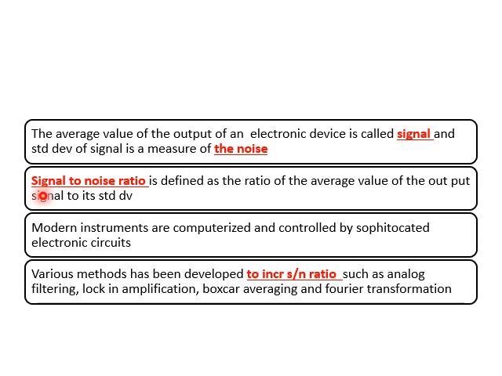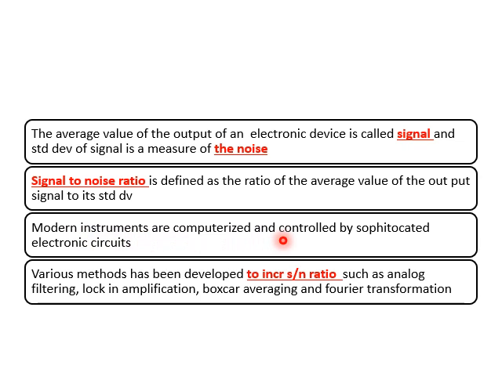Another term used is signal-to-noise ratio. What is this ratio? It is defined as the ratio of the average value of the output signal to its standard deviation. That is, the average output signal of the instrument divided by the standard deviation from the mean value.